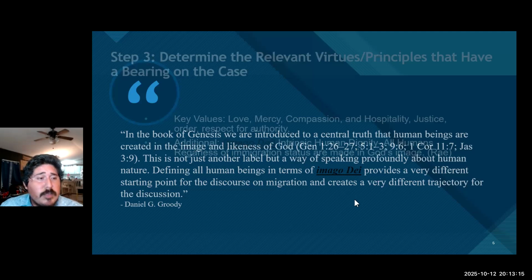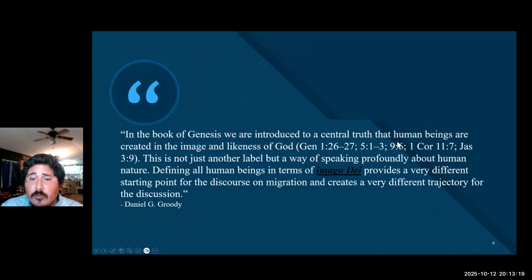Daniel Grudy mentions that in the book of Genesis, we are introduced to a central truth: human beings are created in the image and likeness of God. This is not just another label, but a way of speaking profoundly about human nature, defining all human beings in terms of imago Dei. It provides a very different starting point for the discourse on immigration and creates a different trajectory for the discussion.